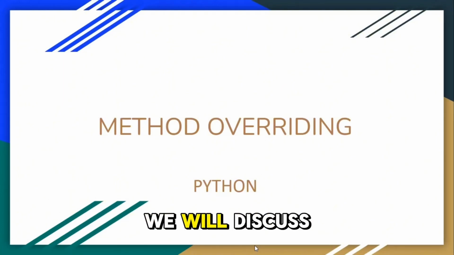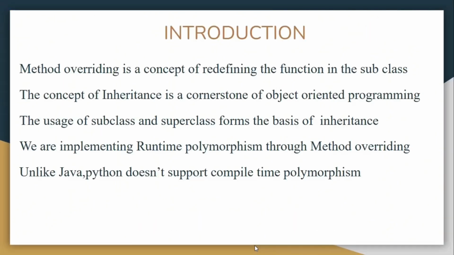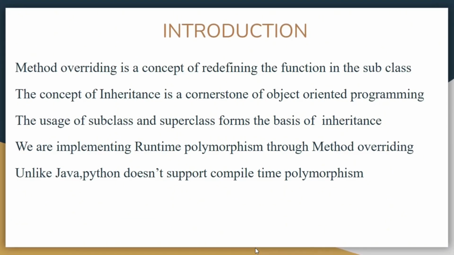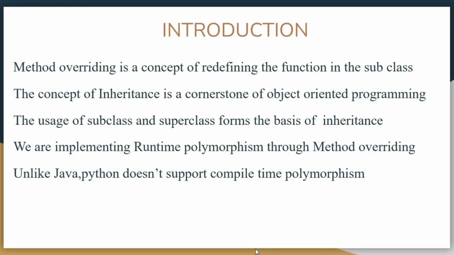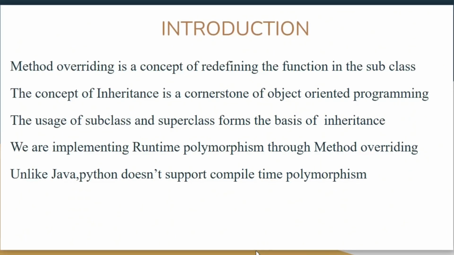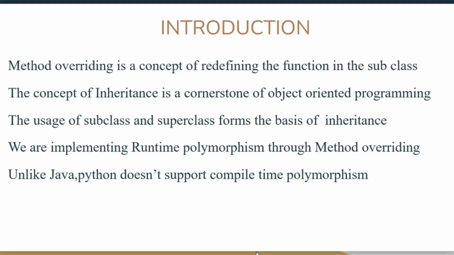In this video, we will discuss method overriding in Python programming language. Method overriding is a concept of redefining the function in the subclass that is available in the superclass with identical name. The names of functions in subclass and superclass both are same.